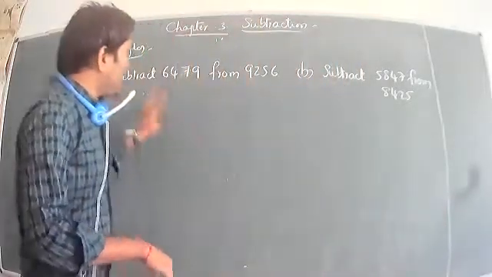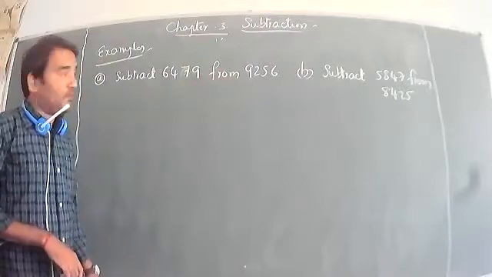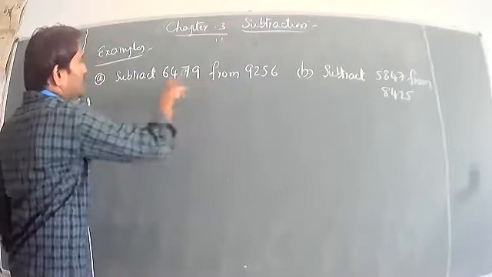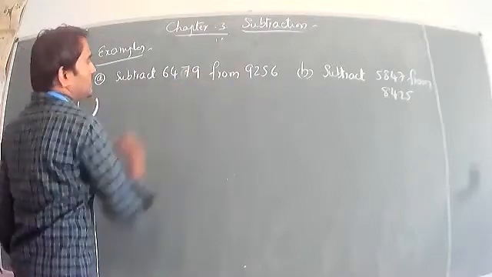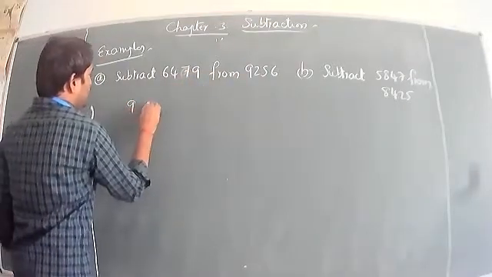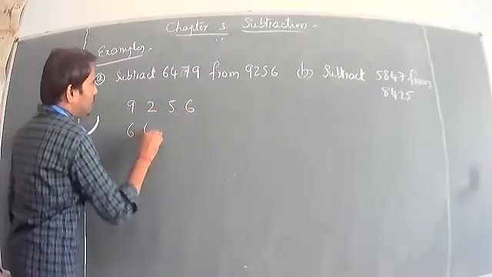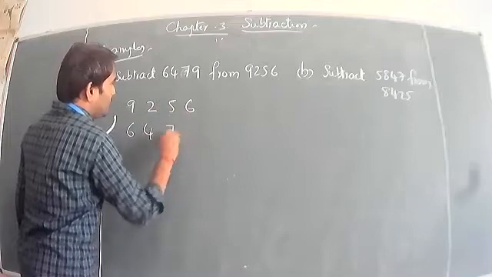8425. Compare the two numbers first. Which one is the minuend, the bigger value? Here 9000, here 6000. Which one is bigger? 9000 is bigger. First we take 9256. Next, 6479.